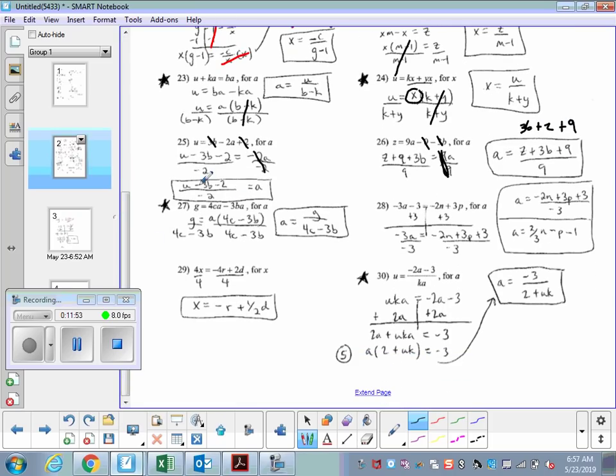All right, now for number 27. So we've got g equals 4ca minus 3ba, and we're trying to solve it for a.